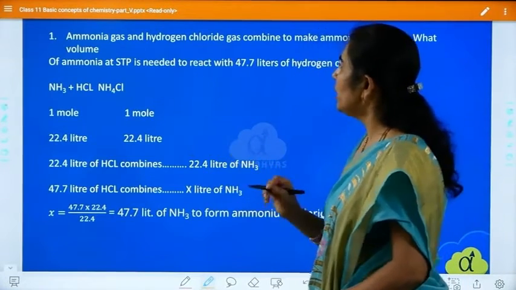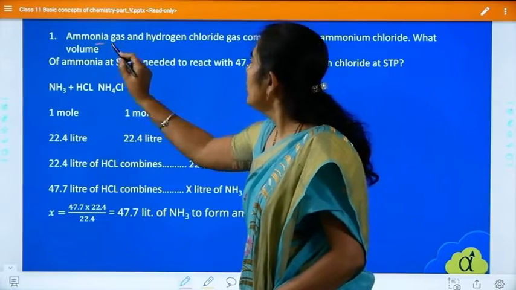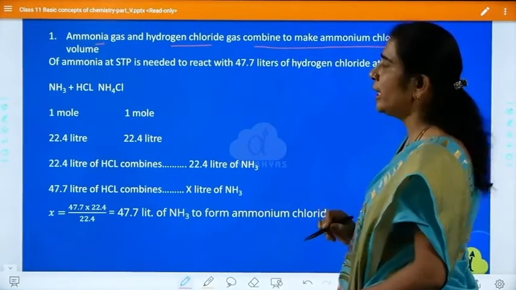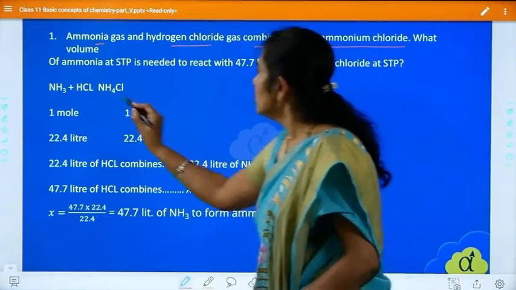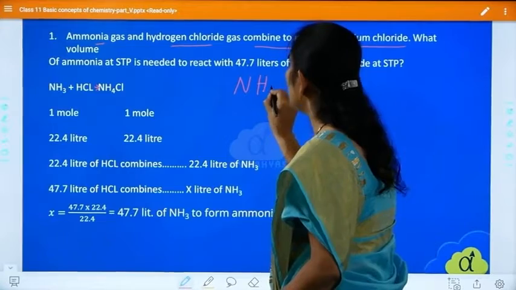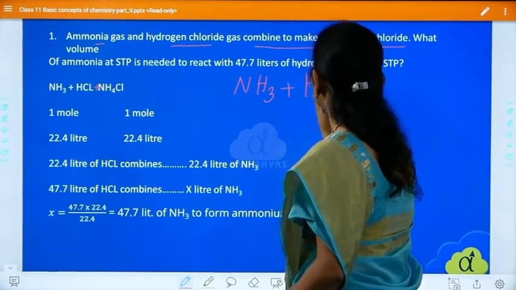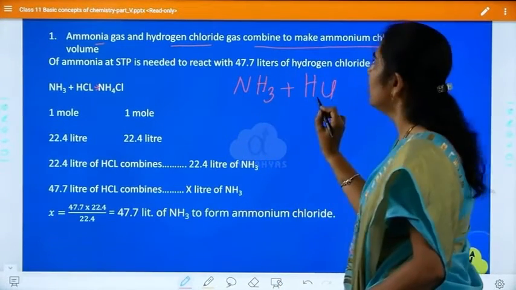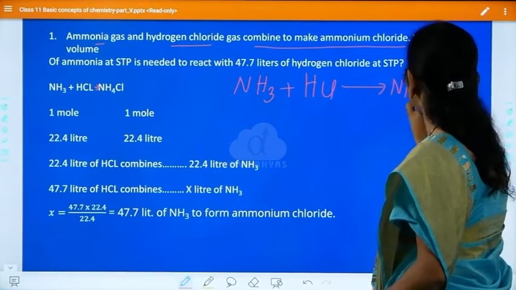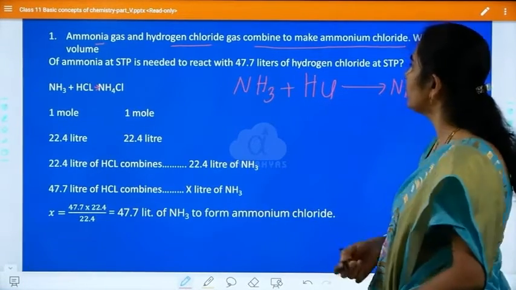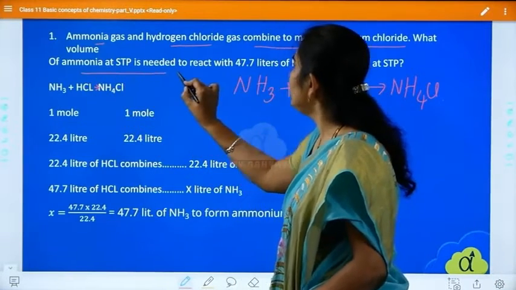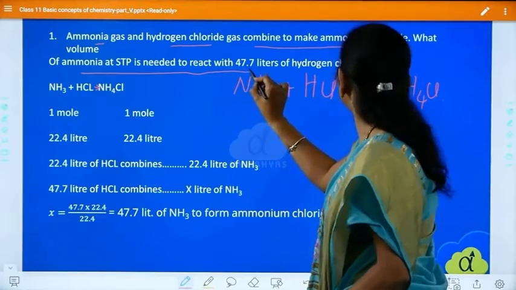One more type of numerical I am taking here. Ammonia gas and hydrogen chloride gas combine to make ammonium chloride. So this is the equation: NH3 plus HCl. Ammonia gas and hydrogen chloride gas combine to give ammonium chloride, NH4Cl.